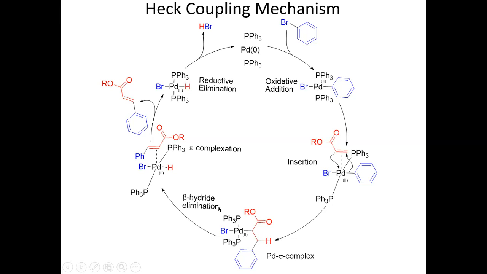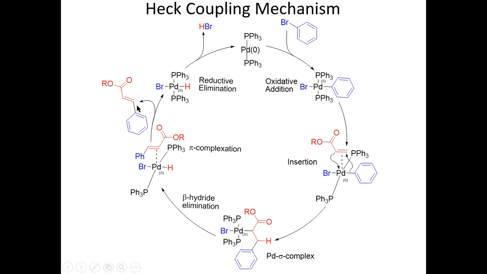So the Heck coupling is a little bit different from the other coupling reactions because there's no transmetallation step, right? It's only one metal, which is palladium. But this is one of the first widely used coupling reactions, and again, these are important. If you look at how rapidly you can build up alpha beta unsaturated esters, right?